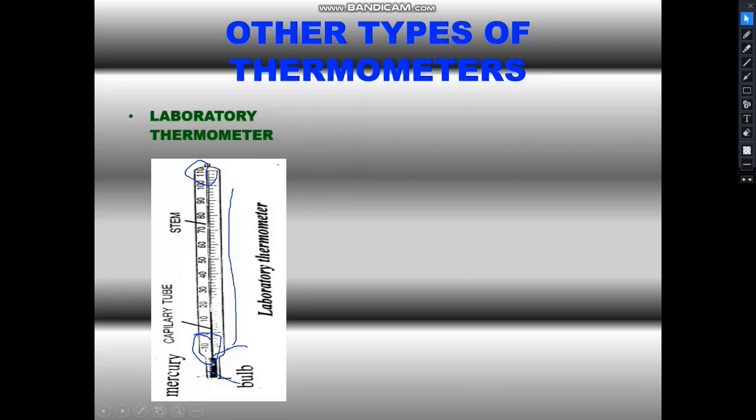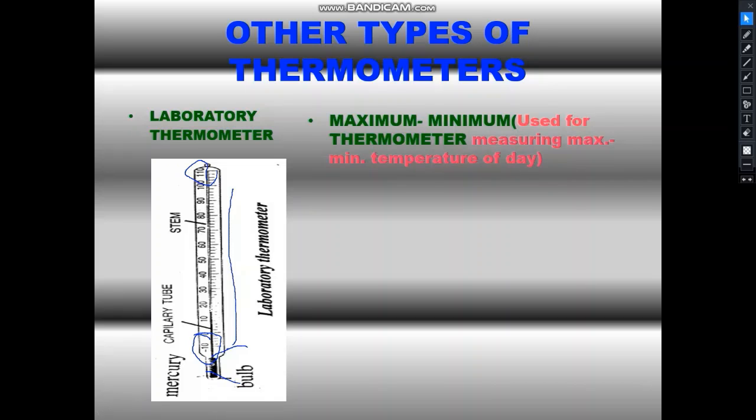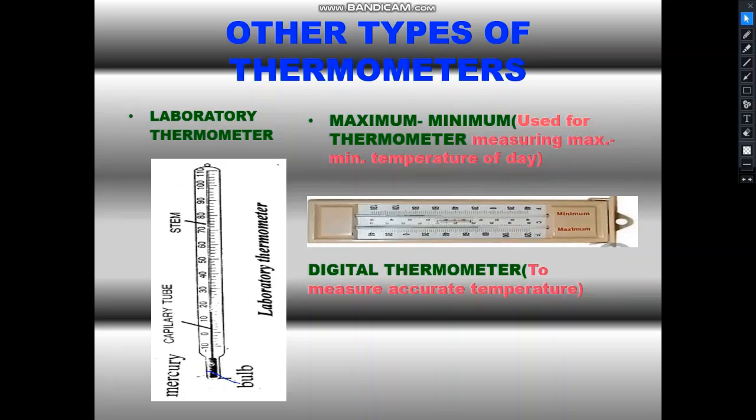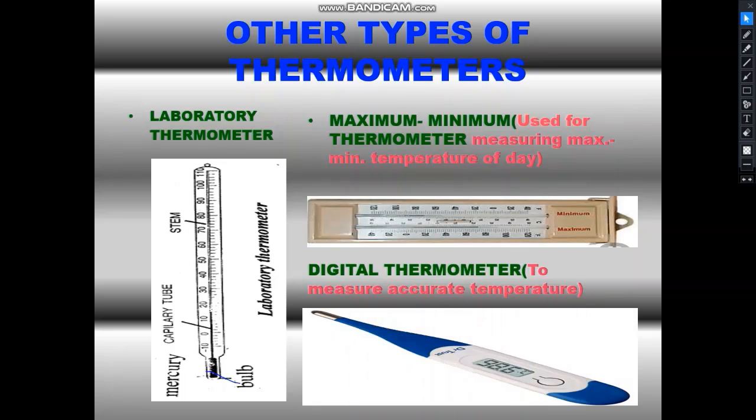Next, the maximum minimum thermometer. What is it used for? It is used for taking the maximum and minimum temperature of the day. Here over the thermometer you can see. Another type of thermometer is the digital thermometer. Now here is the view of the maximum minimum thermometer, and here is the view of the digital thermometer. The digital thermometer is basically used for the purpose of taking an accurate reading even up to the decimal position.